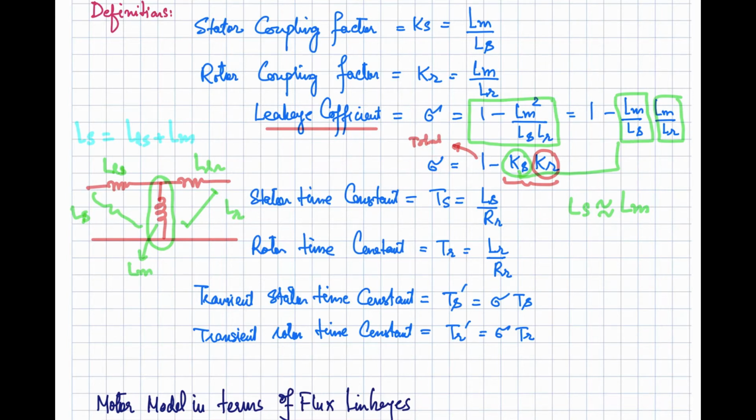Right? Then we have the stator time constant, that is equal to Ls by Rs, stator inductance divided by stator resistance. Then the rotor time constant, that is equal to Lr by Rr, and two more definitions, the transient stator time constant, that is given as Ts prime, equal to sigma into Ts. It is based upon this leakage. Based upon this leakage, the time constant of the stator is modified and is written like this.